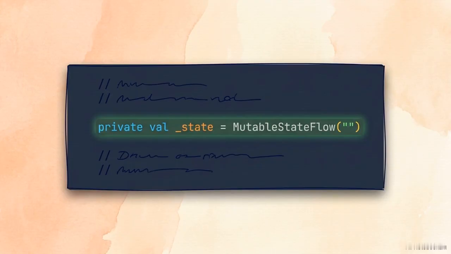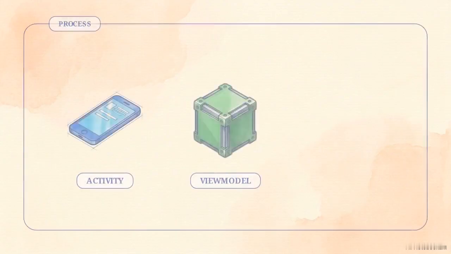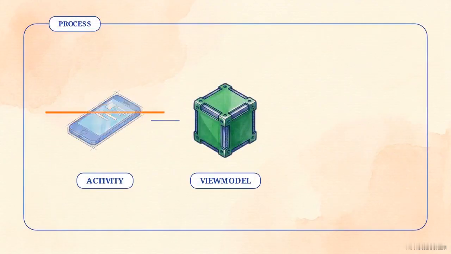We enforce this boundary in code via the private mutable and public read-only pattern. The view model updates its private state and exposes that data as a public read-only flow. Because the state is protected and outlives the activity, a configuration change is no longer a threat. A new activity simply spins up and reconnects to the existing data.